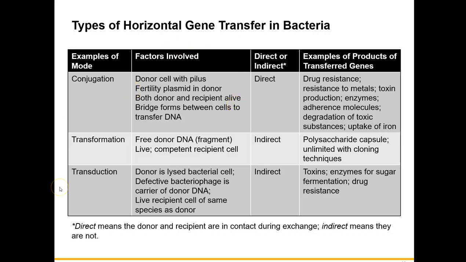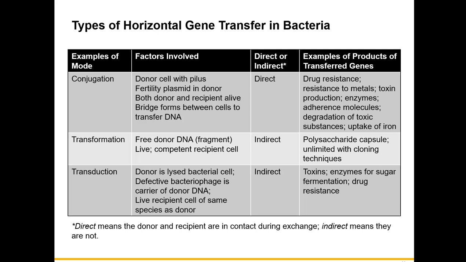So we have three main types. Conjugation, which is going to be in the form of a pilus, that's going to be direct. It's like an arm that sticks out and the plasmid goes between. It's like a tunnel. Some examples of genes that can be transferred are drug resistance, resistance to metals, toxin production, enzymes, adherence molecules, degradation of toxic substances, and uptake of iron.